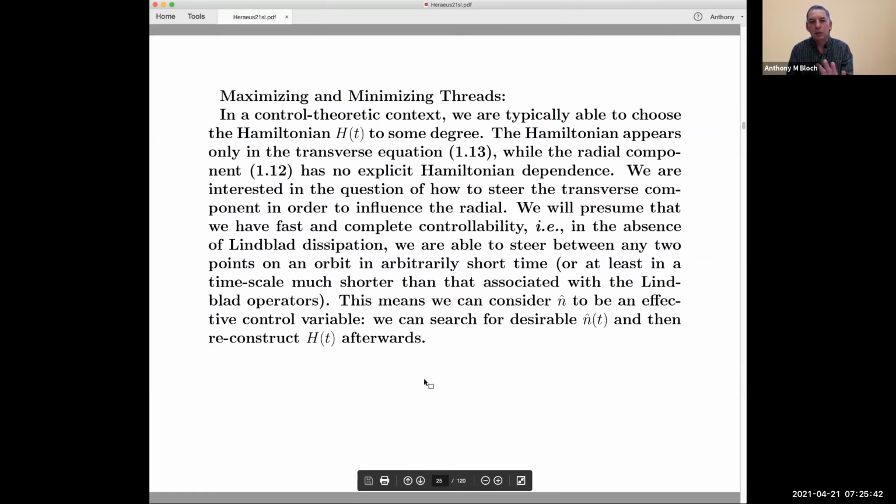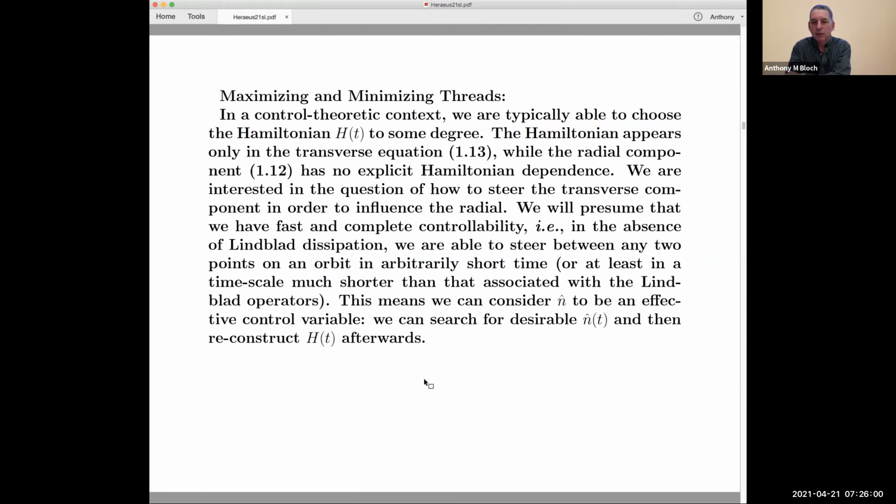So the Hamiltonian appears in the transverse equation, while the radial component has no explicit Hamiltonian dependence, and we want to be able to steer the transverse equation in order to influence the radial. And basically, we assume we have fast and complete controllability.